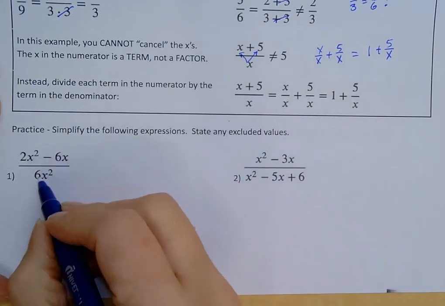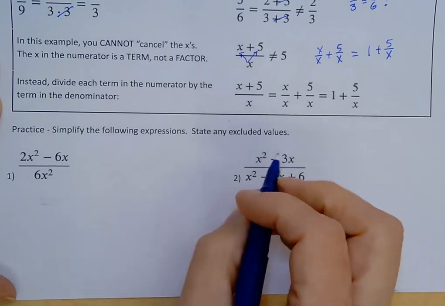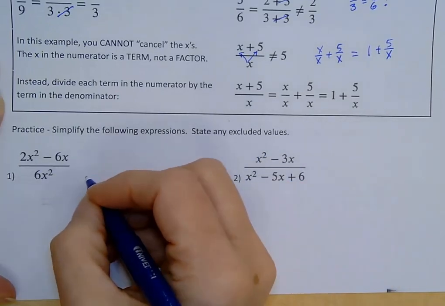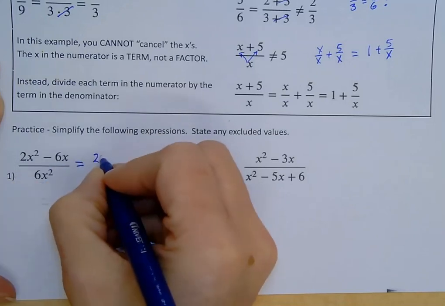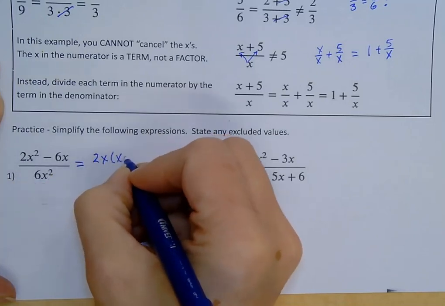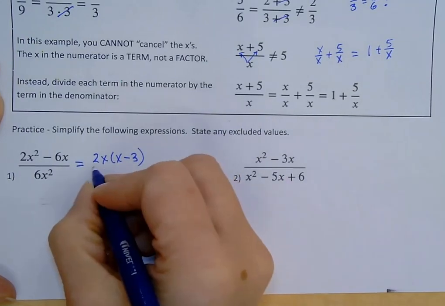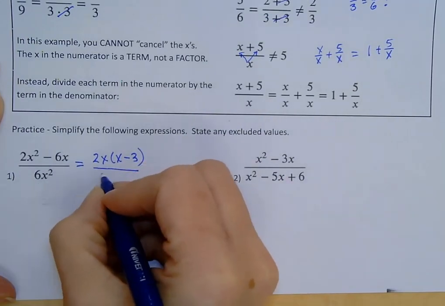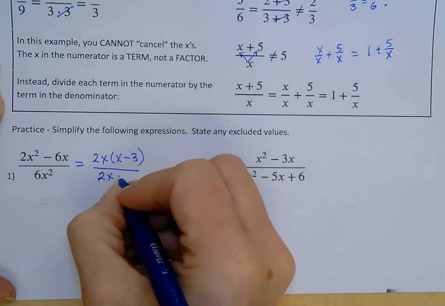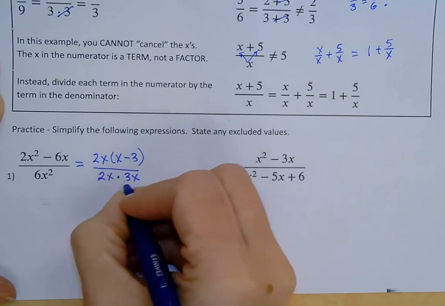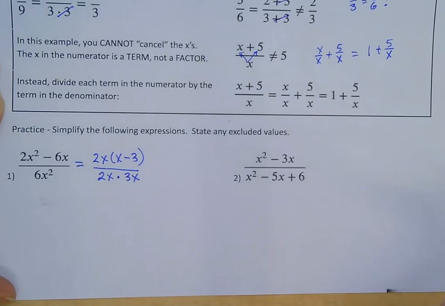In this case, I have a binomial divided by a monomial. So there are a couple of ways that I can do this. I'm actually going to pull out 2x here, and I'm left with x minus 3. This is over 6x squared. You guys know that 6x squared is the same as 2x times 3x, right? 2 times 3 is 6, x times x is x squared.